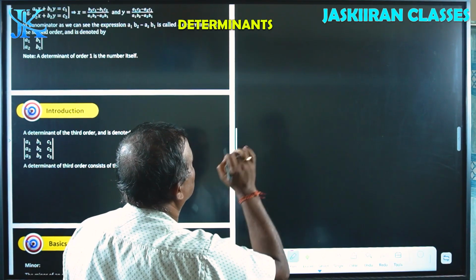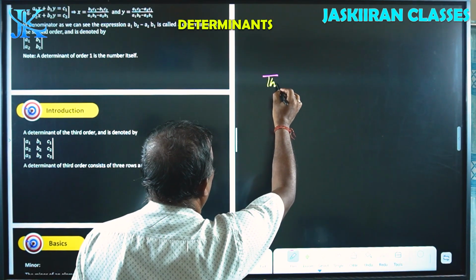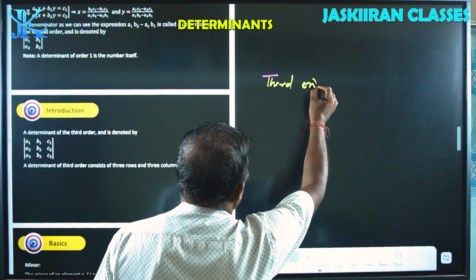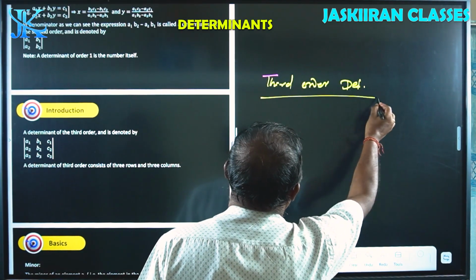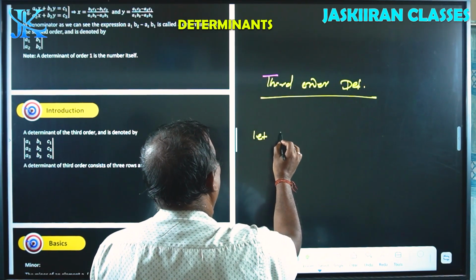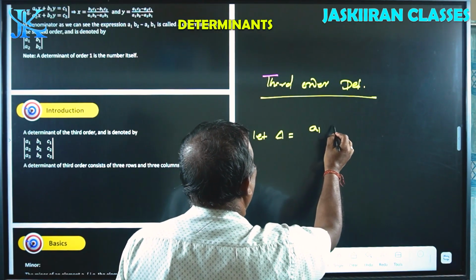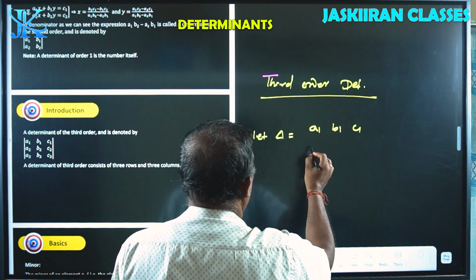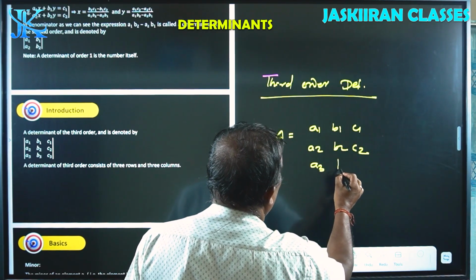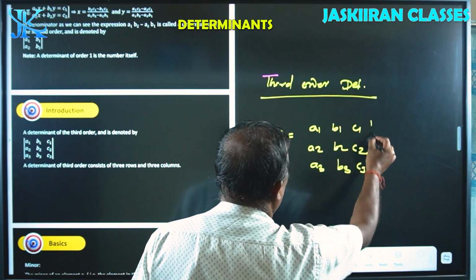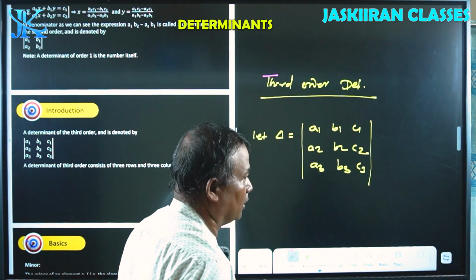Now let's discuss third order determinants. Let Δ equal A1, B1, C1, A2, B2, C2, and A3, B3, C3. That is called a third order determinant.